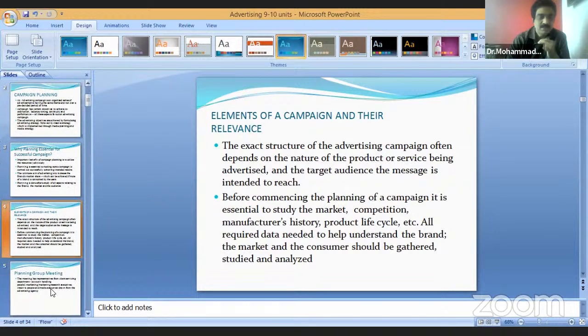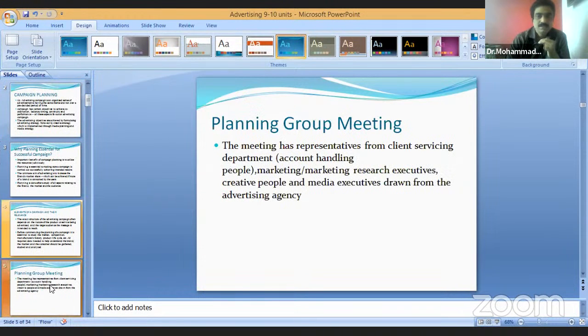So next we move on to the next slide. Before launching a campaign, in planning, we call all the persons involved in the campaign. The meeting has representatives from the client servicing department, account handling people, marketing and research executives, creative people, and media executives drawn from advertising agencies. These are the people who will gather, sit down, and check out the plan.